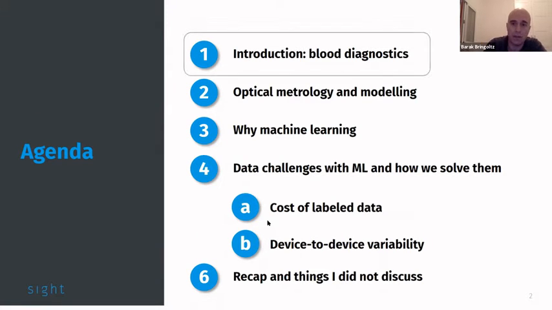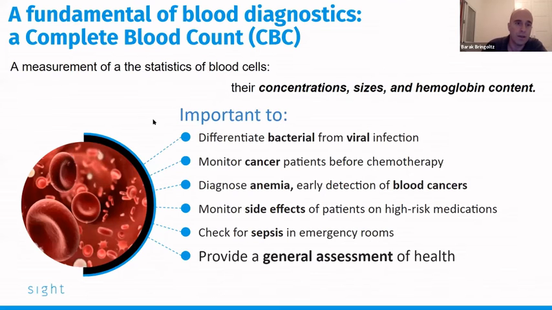Okay, so let me start with the introduction. A fundamental test in blood diagnostics is what is called the complete blood count. It's often what you get when your doctor sends you to a blood test. It's basically a measurement of the statistics of blood cells, essentially the concentrations, statistics of their sizes and their hemoglobin content, and it's the most common test that is ordered, and it's important for various things. For example, differentiating between bacterial and viral infections, monitoring different types of patients, early detection of blood cancers, and other things as well. But in general, I think it's fair to say that it provides you with a general assessment of one's health.